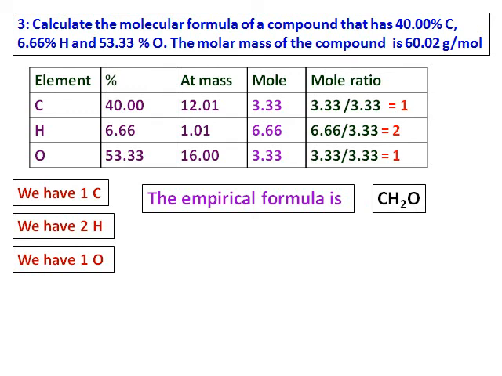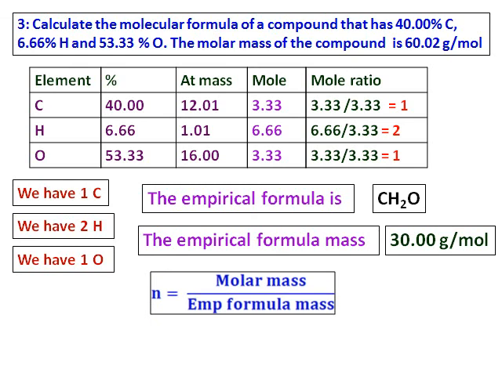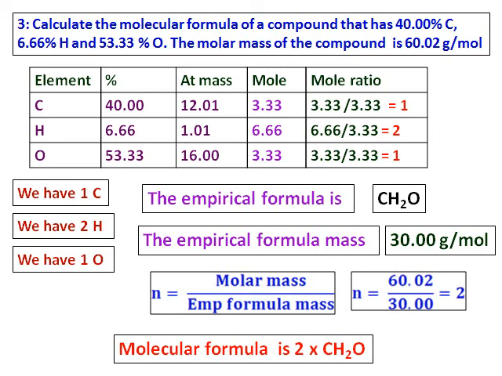Now in this case, since they have asked you to calculate the molecular formula, we need to go further. In order to calculate the molecular formula, the first thing we do is to calculate the empirical formula mass. The empirical formula mass comes as 30.00 grams per mole. After calculating it, we calculate something called N, which is calculated by dividing the molar mass by the empirical formula mass. Doing so, I get the value of N equal to 2.